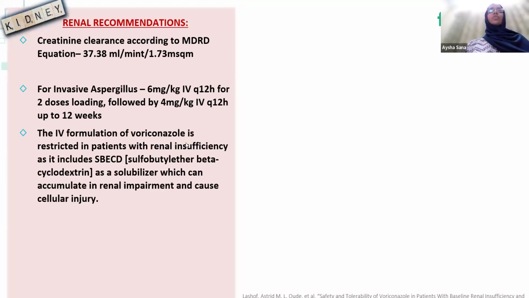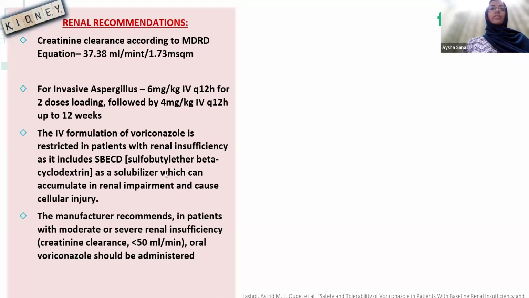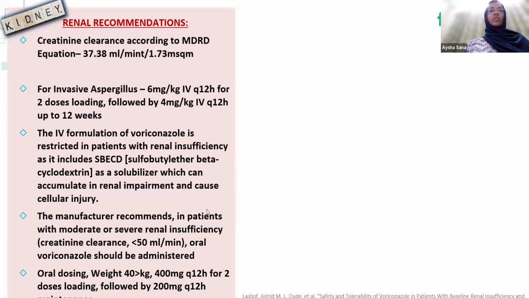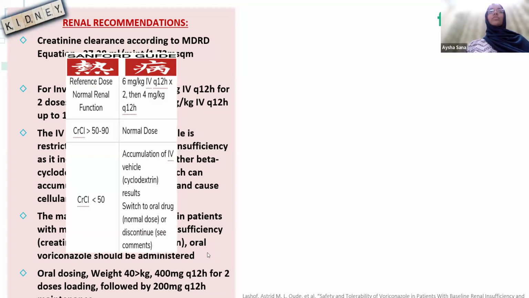The IV formulation of voriconazole is restricted in patients with renal insufficiency as it includes sulfobutyl ether cyclodextrin, which is a solubilizer that can accumulate in renal impairment and cause cellular injury. So, the manufacturer recommends in patients with moderate or severe renal insufficiency, creatinine clearance less than 50 ml per minute, oral voriconazole should be administered. Dosing for oral voriconazole, if weight is more than 40 kg, is 400 mg 12th hourly for 2 doses, followed by 400 mg 12th hourly maintenance.